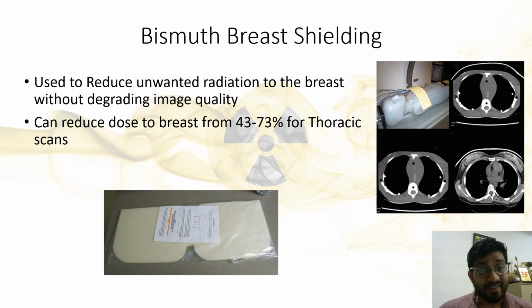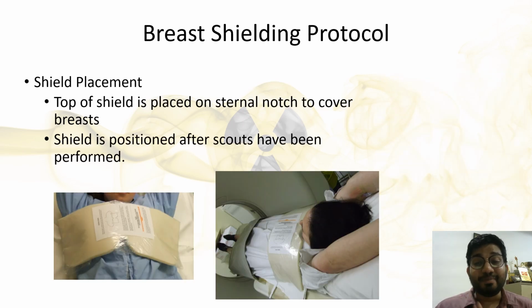A study was conducted by Yilmaz et al. in 2007, long ago. Bismuth shielding reduces breast dose by 40.53% with no significant image degradation. That is the first article you can see, about the bismuth shield used to reduce unwanted radiation to the breast without degrading image quality. Further investigations have shown that it can reduce the dose to the breast from 43 to 73% for a thorax CT investigation.